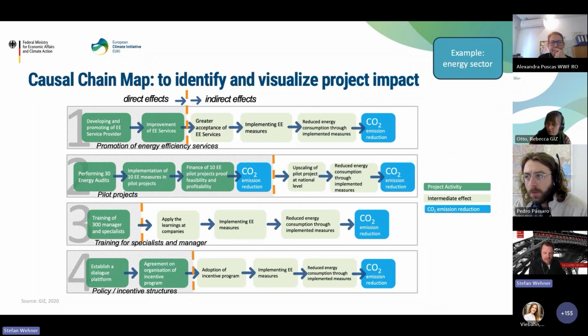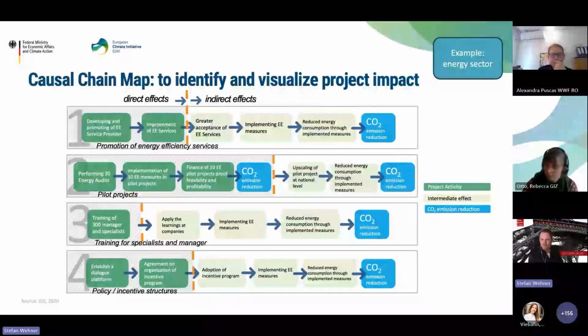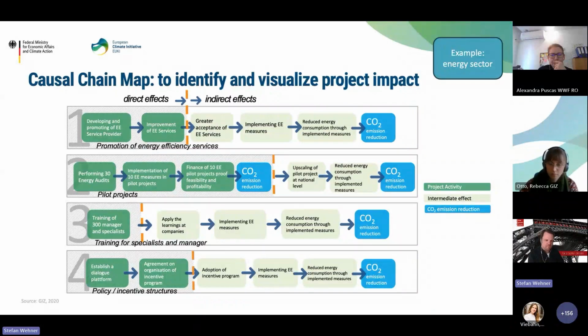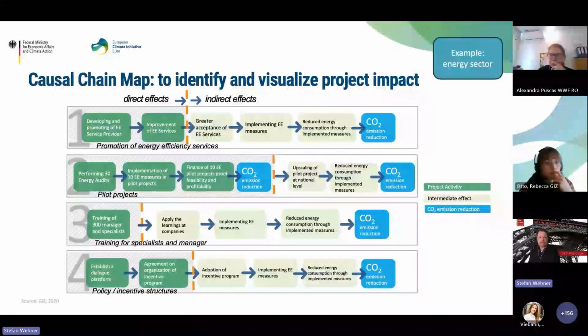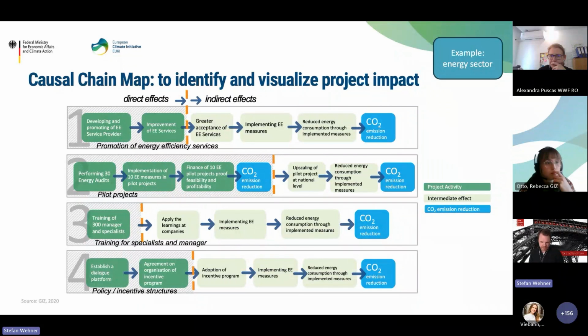If these pilots, though, are upscaled and someone else, in other municipalities or at the national scale, is doing the same based on your activities, and in the end this also leads to reduced energy consumption through the implementation, but financed by someone else, then we have an indirect impact based on that. So you see the causal chain can be extended here, but towards the indirect part.